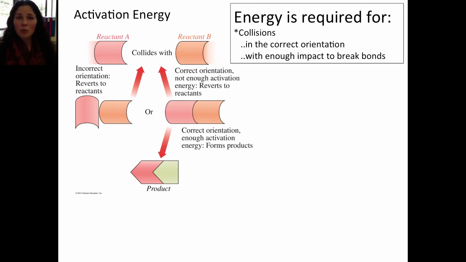So heat is one way that you can increase the collisions and increase the force with which molecules collide in order to form product. This is one reason that we heat things to make reactions happen faster. Remember that energy is required for collisions to happen in the correct orientation and with enough energy to break bonds. This is what we call activation energy.